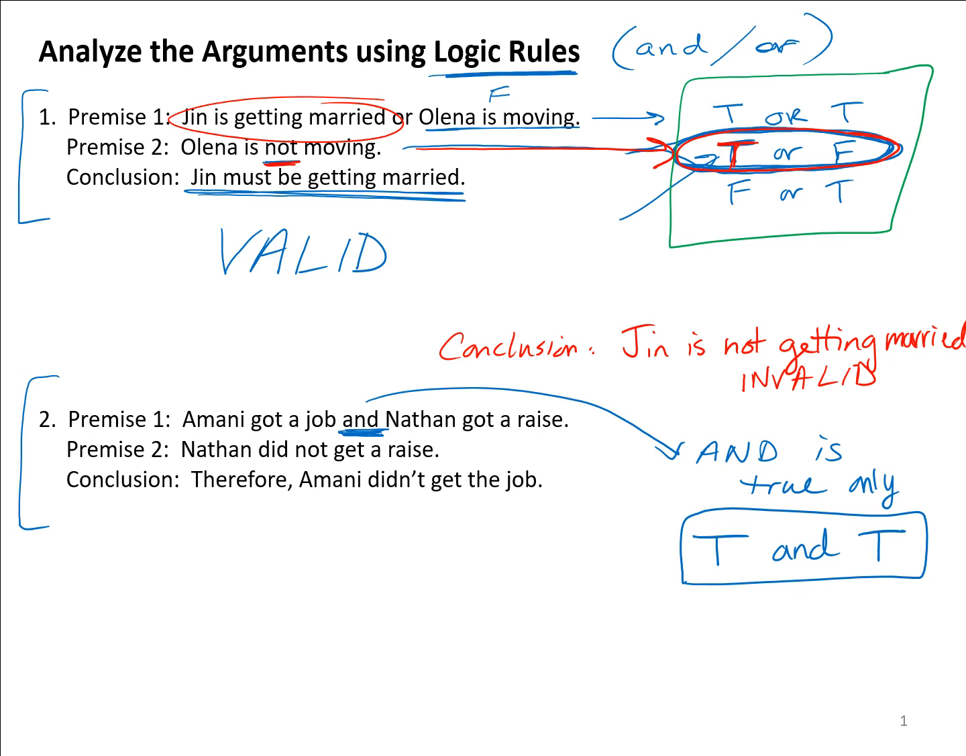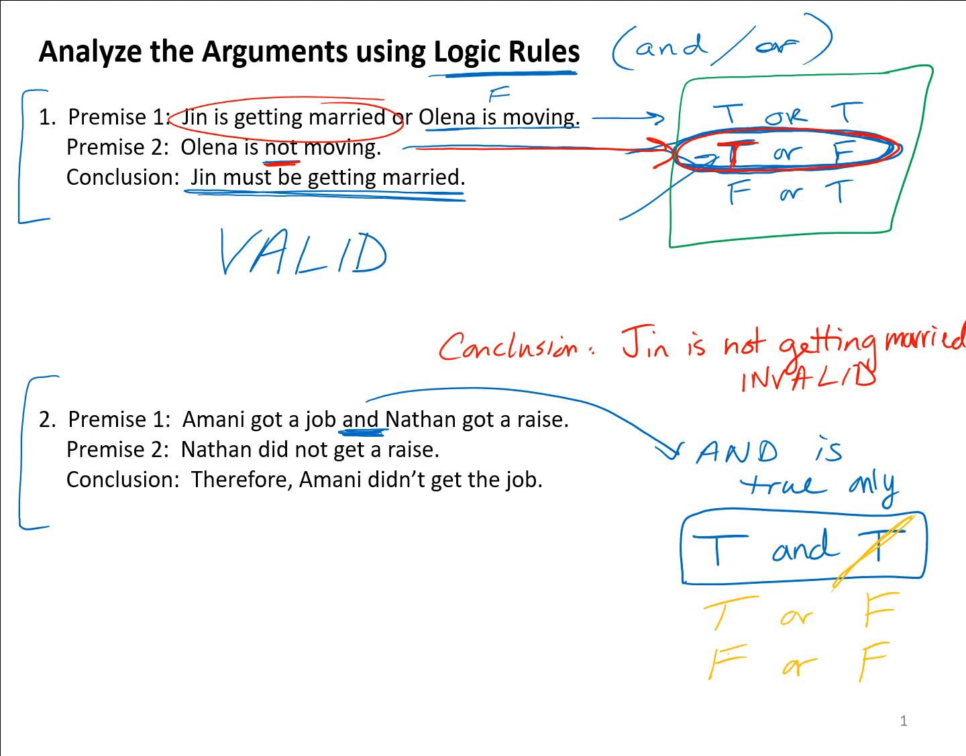Well, let's look at premise 2. It says Nathan did not get a raise. If Nathan did not get a raise, that means this is false. Okay? So automatically, that means we have to have a false statement. Therefore, Amina didn't get a job? We don't know. Okay? It could be that Amina didn't get a job, or it could be that Amina got a job. We just don't know.